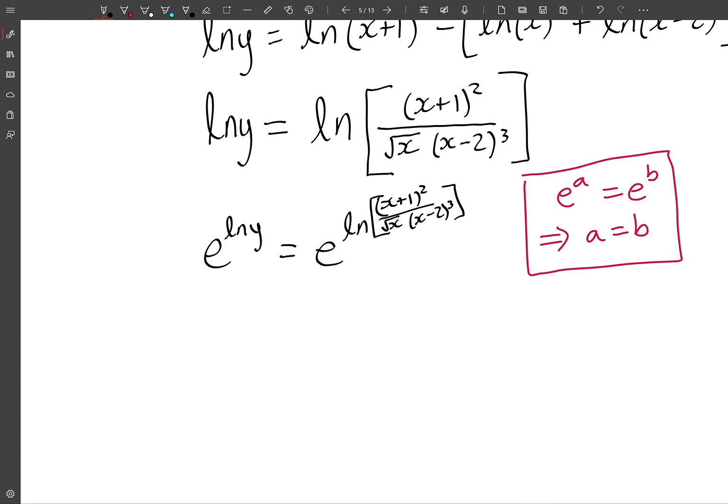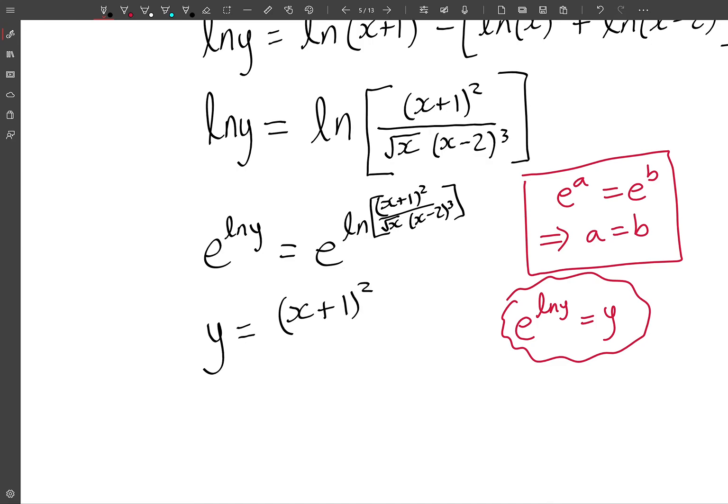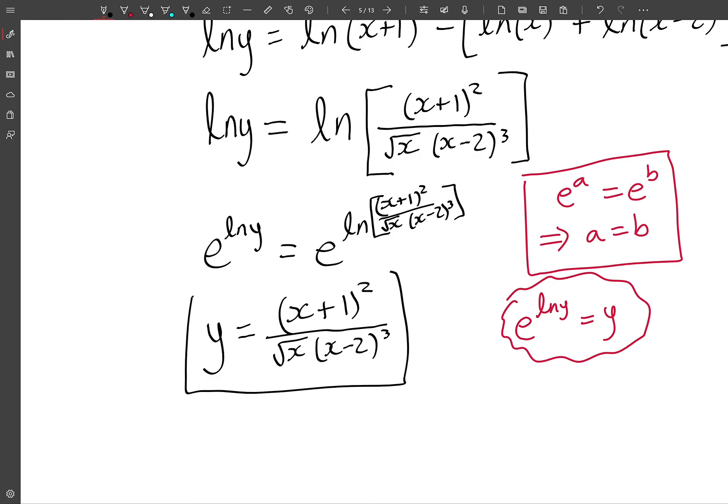All right, now that I've got that, we finish this off. We know from before that e to the natural log of y should just be y. That's something we should also know just from our log rules. So this becomes y is equal to, well, the same thing applies here. E to the natural log of x plus 1 squared over the square root of x times x minus 2 cubed is just going to be what's on the inside of that natural logarithm. X plus 1 squared all over the square root of x times x minus 2 cubed. And we're done.